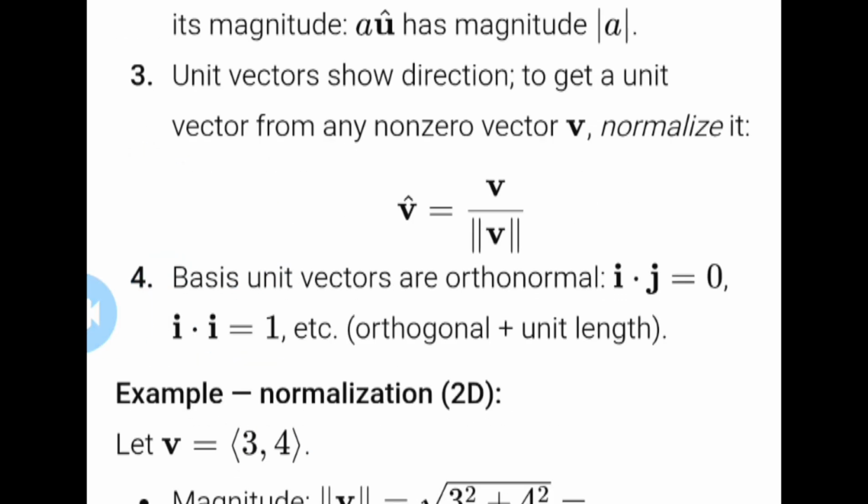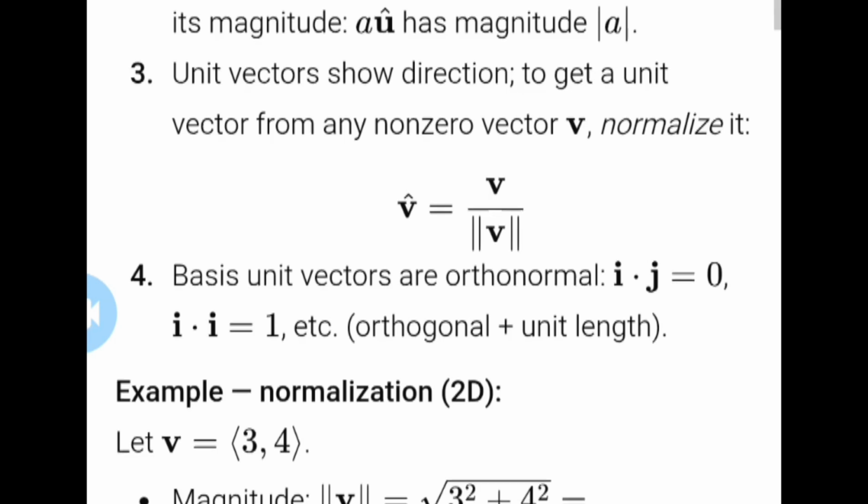Multiplying a unit vector by a scalar A scales its magnitude. A u-hat has magnitude modulus of A. What that basically means is that if you scale a unit vector by any number, what you're basically doing is multiplying it. So 5u-hat basically translates to a 5-times magnification or amplification of the unit vector.